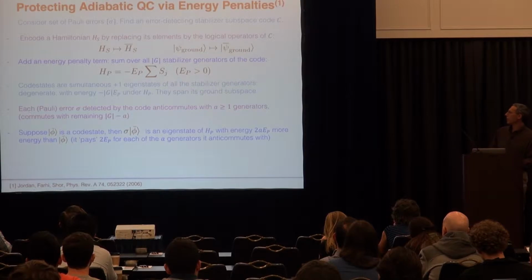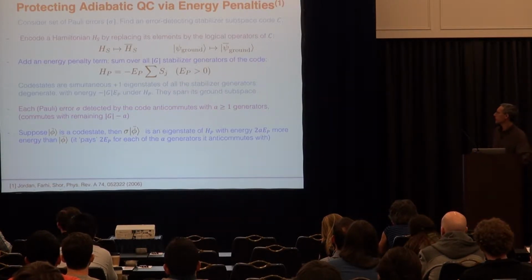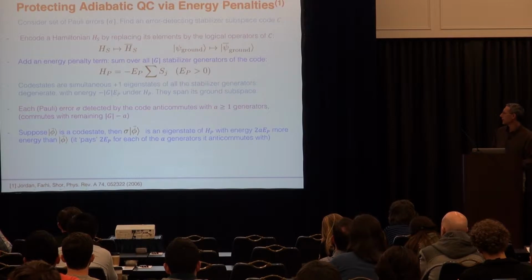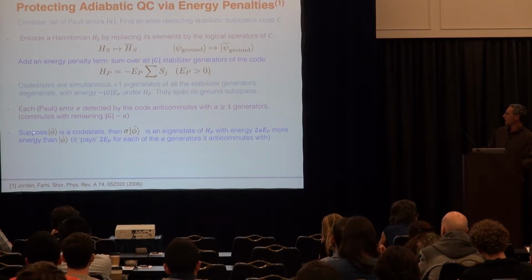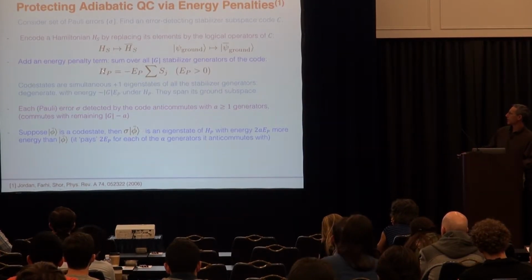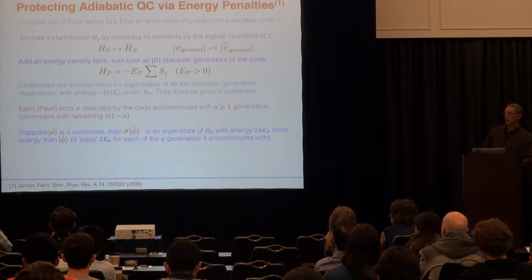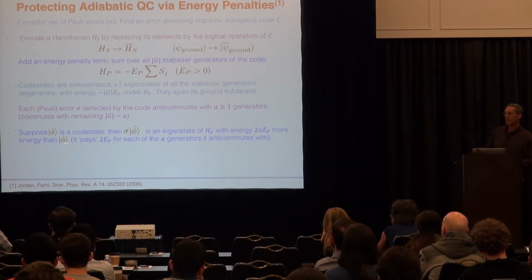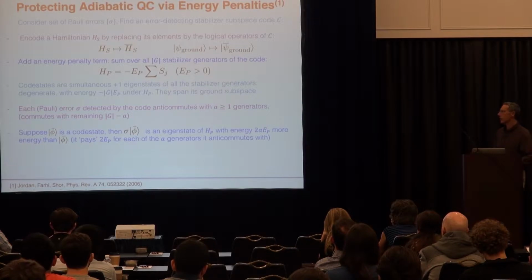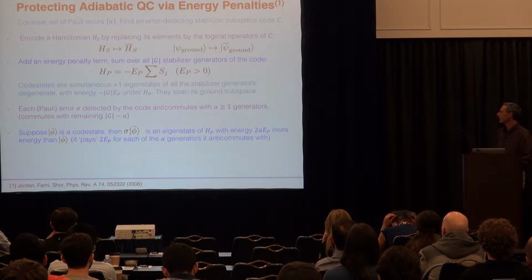So because the code is error detecting, each Pauli error that's detected by the code anti-commutes with some number A greater than 1 of generators, and it commutes with the rest. So if phi bar is a code state, then the erred state, sigma phi bar, is still an eigenstate of the penalty Hamiltonian, but it has a higher energy than the code state. So it pays an energy penalty of twice EP for each of the generators that it anti-commutes with.